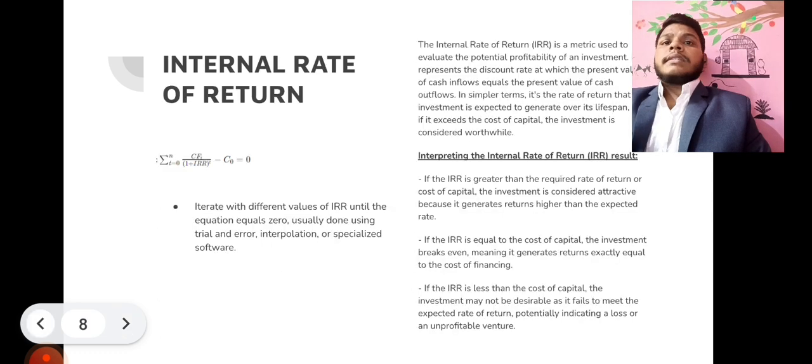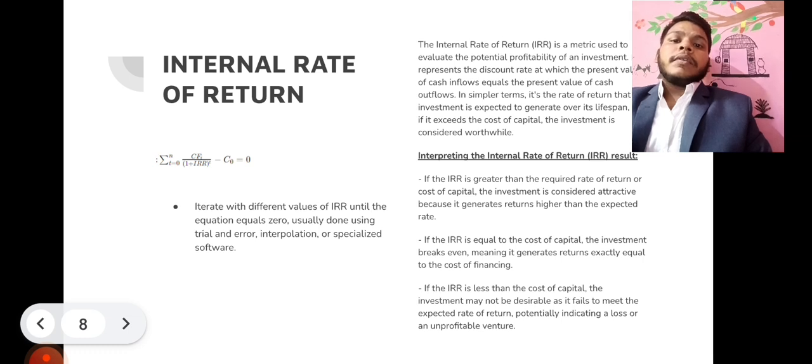The internal rate of return, that is IRR, is a metric used to evaluate the potential profitability of an investment. It represents the discount rate at which the present value of cash inflows equals the present value of cash outflows. In simpler terms, it's the rate of return that an investment is expected to generate over its lifespan, and if it exceeds the cost of capital, the investment is considered worthwhile.